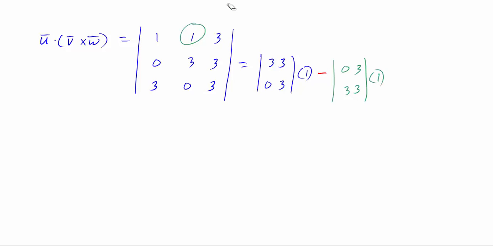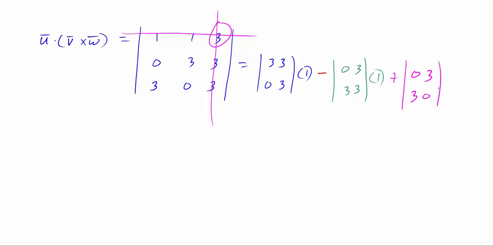And then for the last one, it's going to be plus, and we have the 3 here. So again, we cross out that row and the column, and we're left with 0 3 3 0. And of course, that's multiplied by the number that we have here, which is 3. So now all we have left to do is to find the determinant of each of the 2 by 2's.